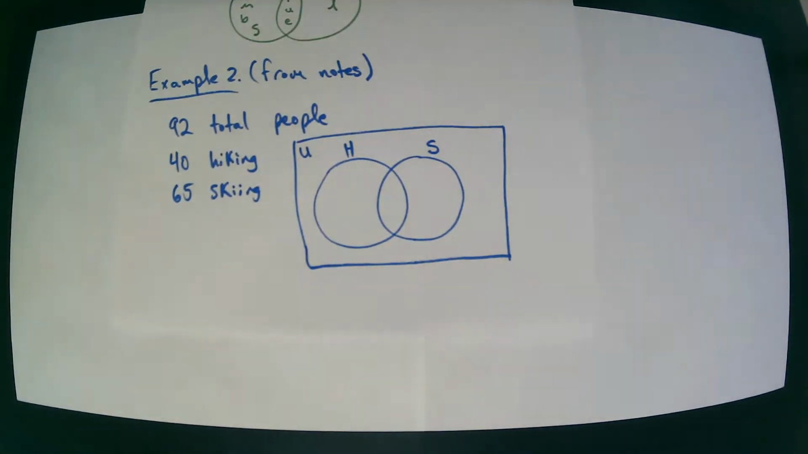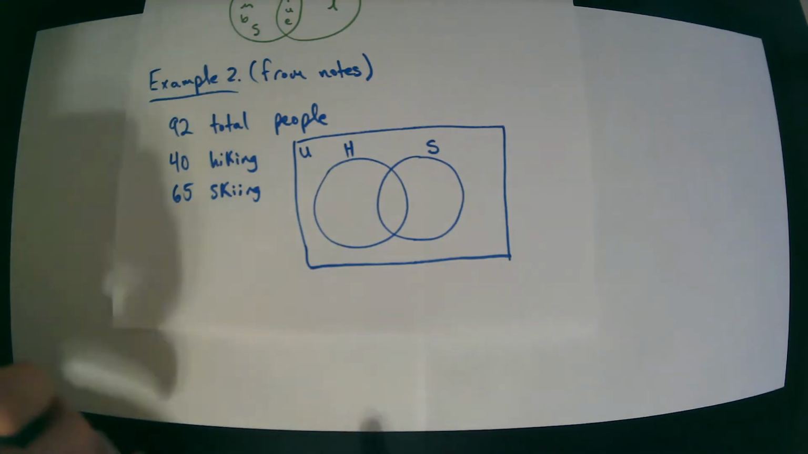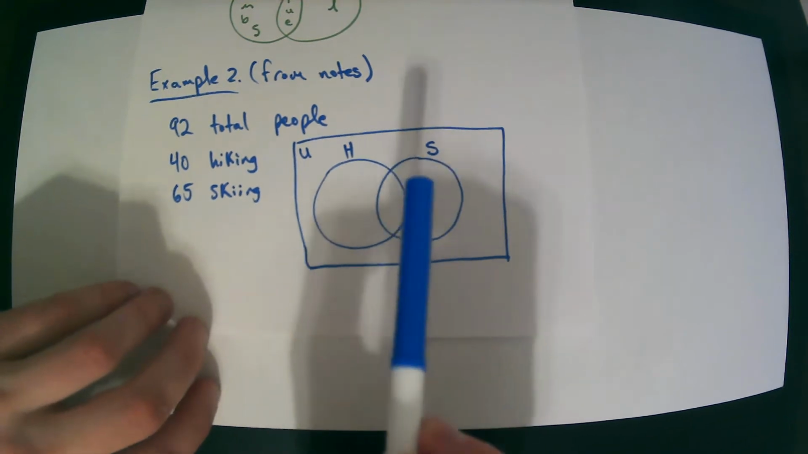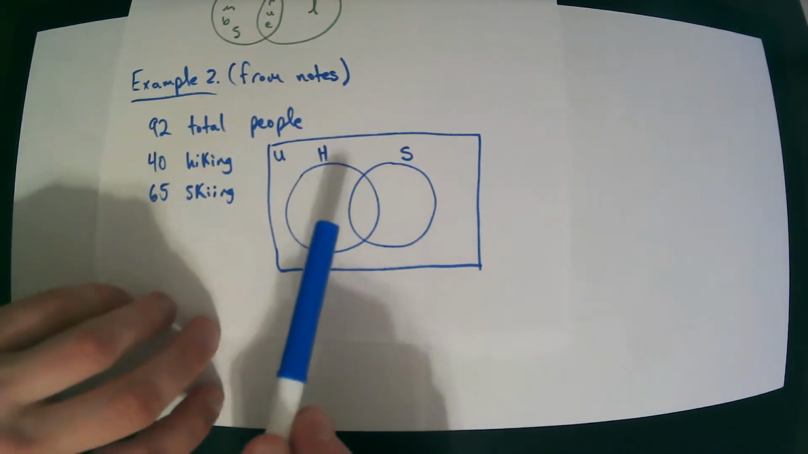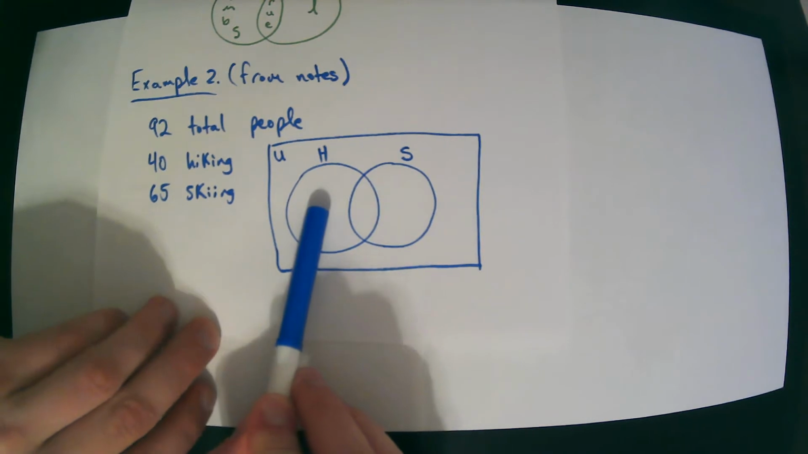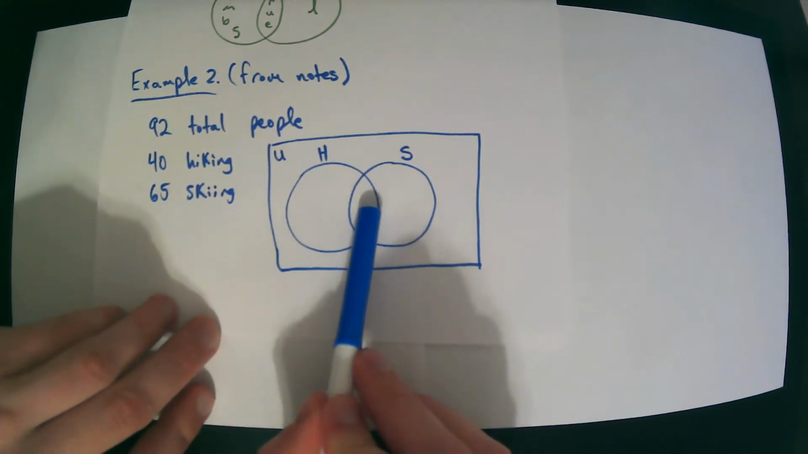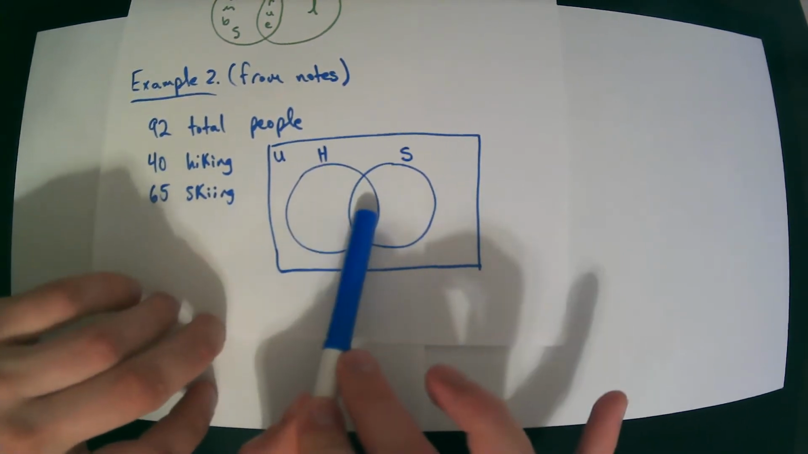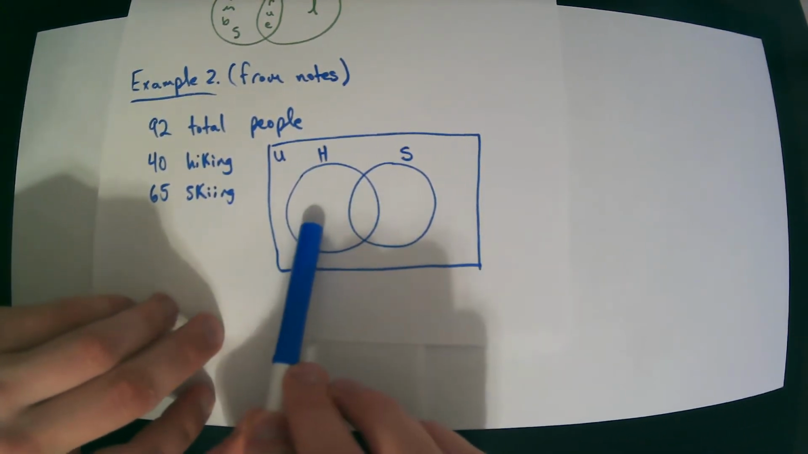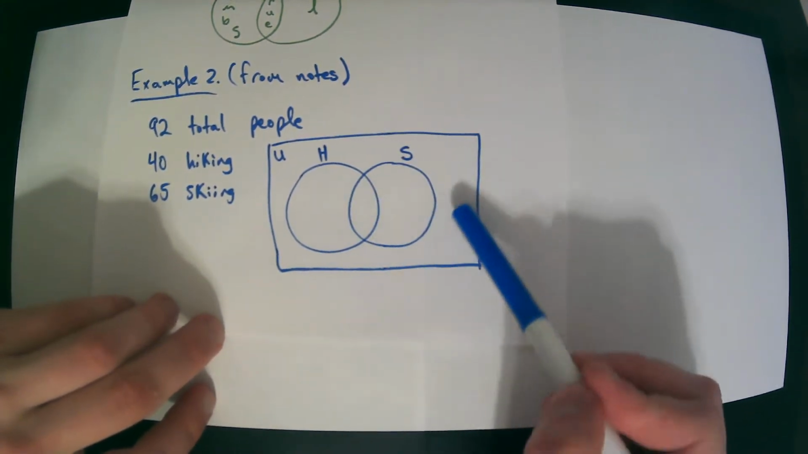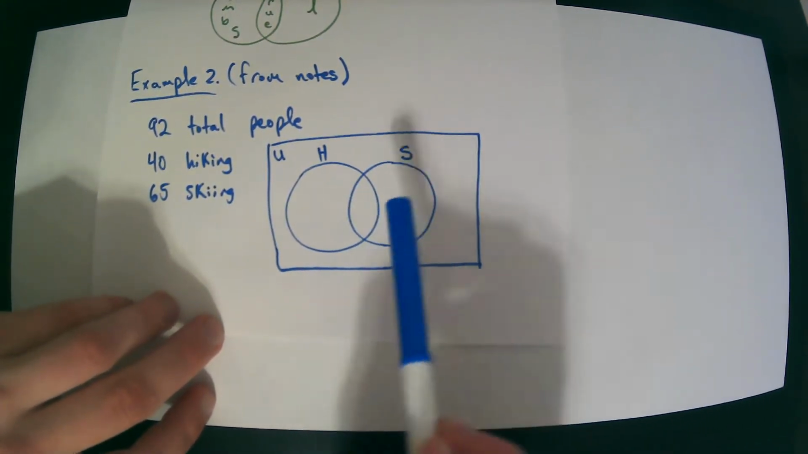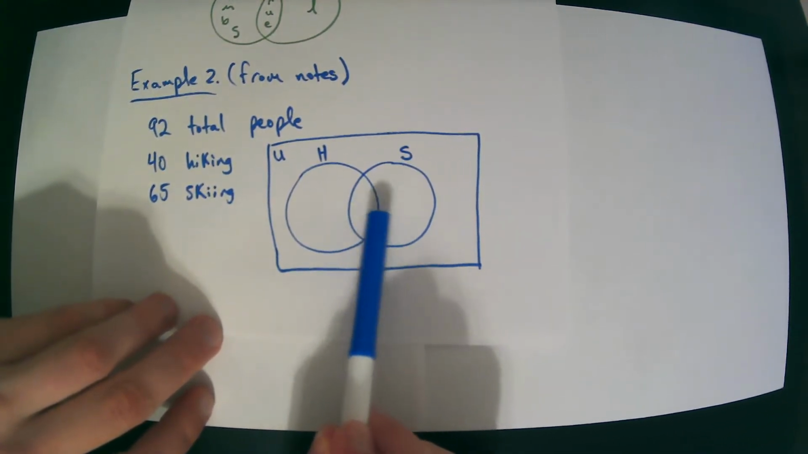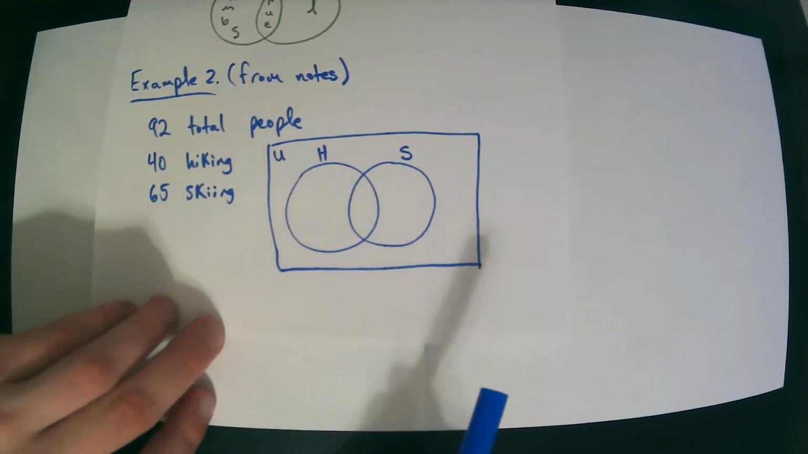So the way we're going to do this is we're going to think about the H circle, the hiking circle, which should add to 40. In other words, there's going to be some number written here, the people who strictly only went hiking, and some number written here, the people who did both hiking and skiing. Together, those two numbers should add to give 40. And likewise over here in the S circle, the skiing circle, the same number will be here, and whatever this is, those two numbers should add up to give 65.